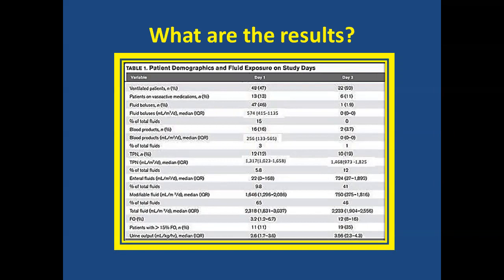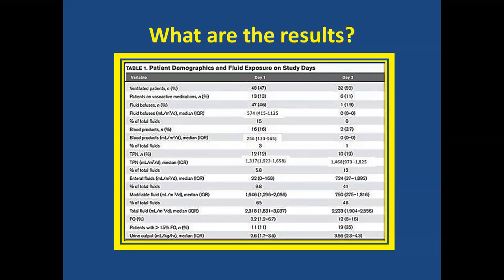And the cumulative balance on day 1 was 812 ml per body surface area or 31.5 ml per kg, while on day 3 the cumulative balance was 414 ml per body surface area or 21.6 ml per kg. The median fluid overload on day 1 was 3.2%, while on day 3 it was 12%, with patients having more than 15% fluid overload being 11 patients on day 1, while 19 patients on day 3.